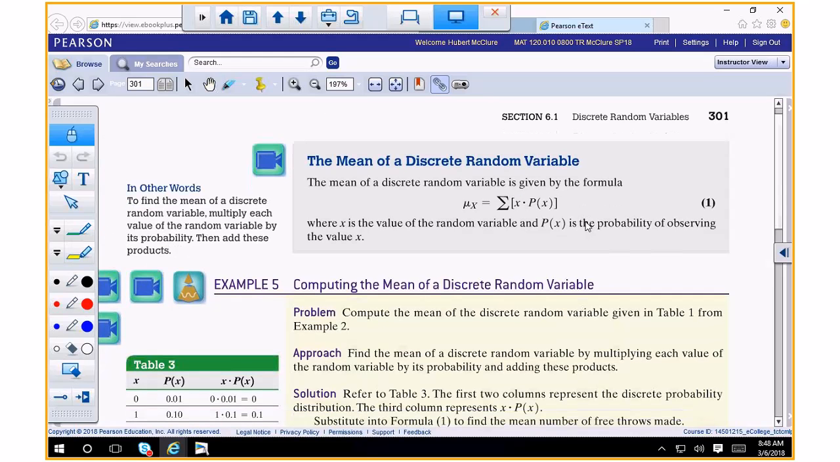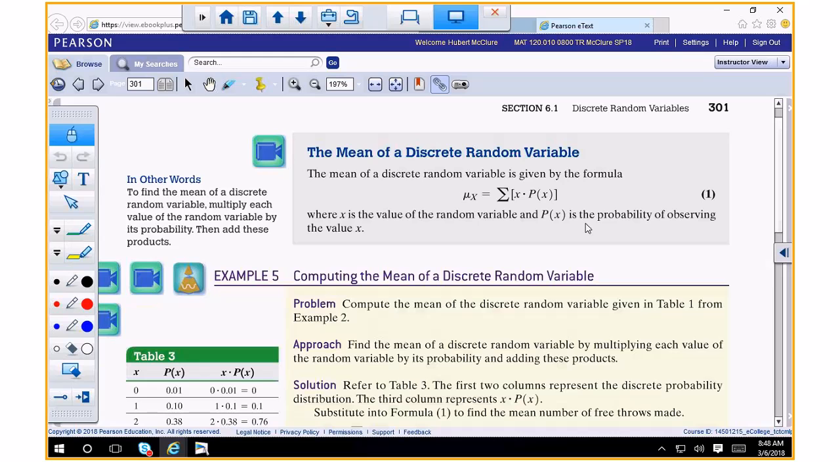Okay, here we go. The mean of a discrete random variable. Write that down. The mean is equal to, and that's mu, the mean is equal to x times p of x. That's a test question, because I'm going to ask you the mean.